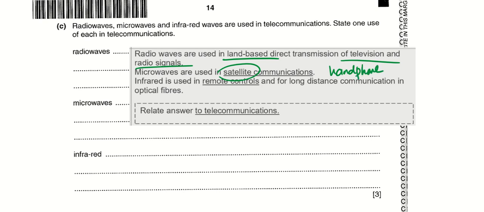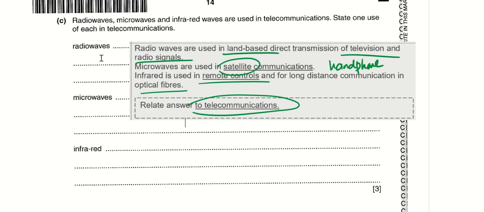Okay, infrared is used in remote controls and for long-distance communication in optical fibers. So you need to relate your answers to telecommunications. Okay, so you cannot just say, oh, microwave is used in microwave oven. You won't get that mark. So 1 mark for each correct application.